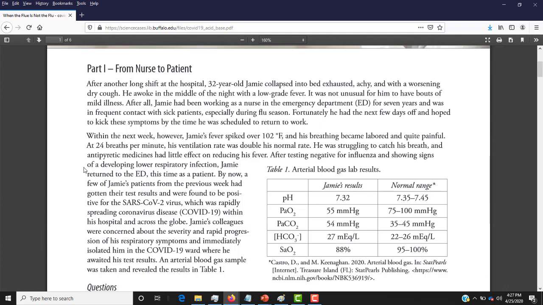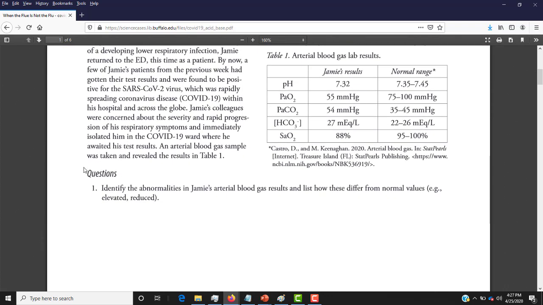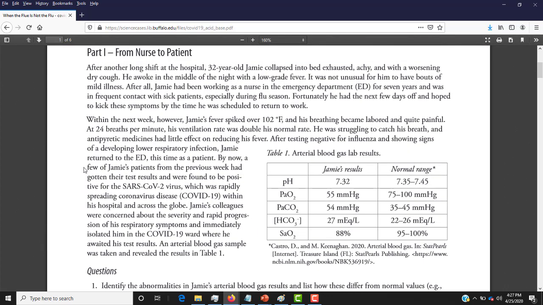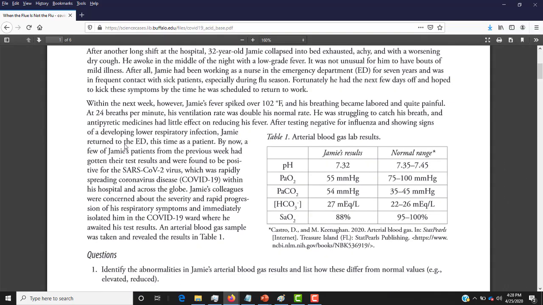Alright, so here's the beginning background information on our patient, Jamie. If you just went right from here to question number 1, then you're missing out on some important information. For example, this part here: ventilation rate would double his normal rate, but still struggling to catch his breath. Of course, it mentions COVID-19, which was the whole reason why I wanted to use this kind of case study rather than one I originally had planned. So you have some important background information here.